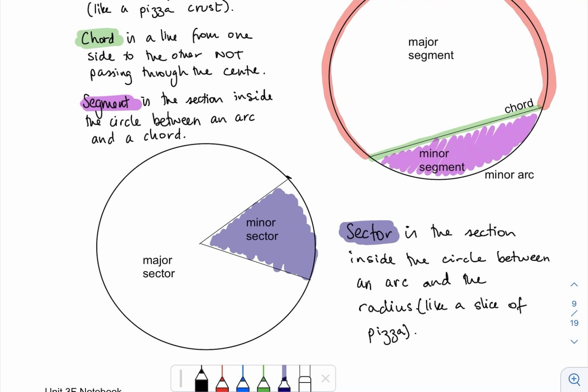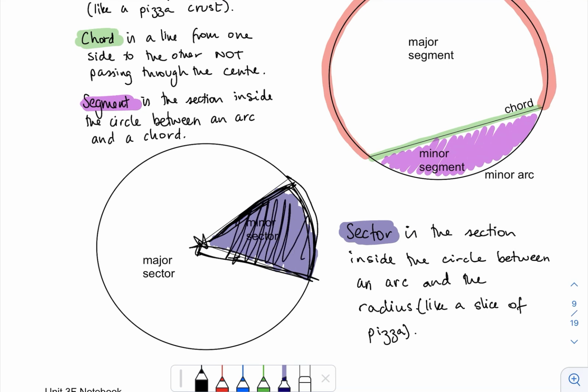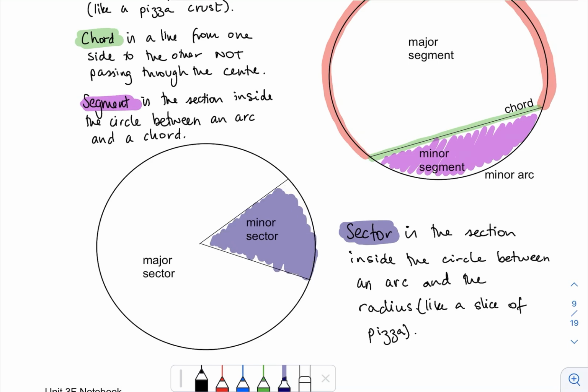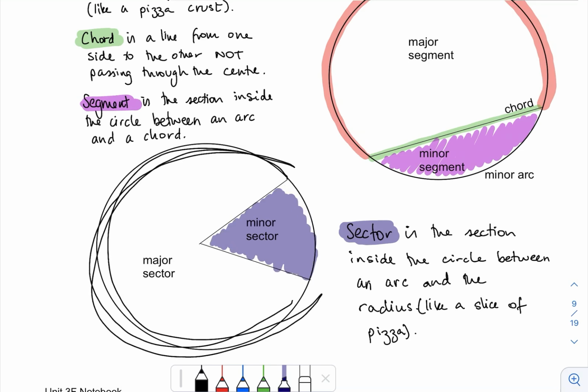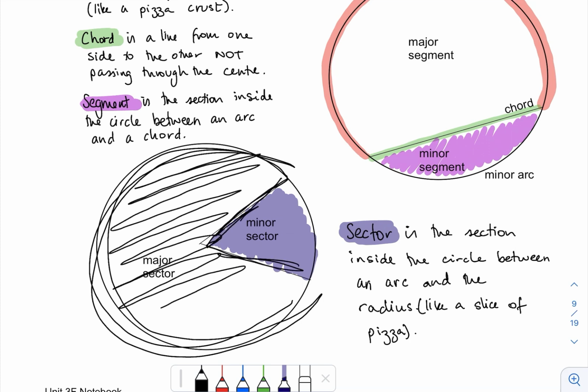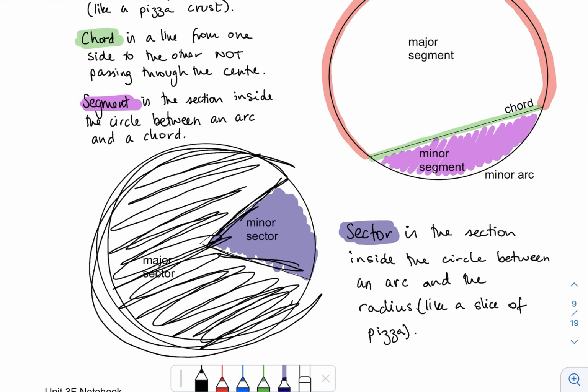So here you have an arc, and here you have a radius. Here you also have a radius because that's your center. So everything in here is a sector. That's the minor sector because it happens to be the smaller one. You could also have a bigger arc here, a major arc, radius, radius. So everything in here, which ends up looking a little bit like Pac-Man, is the major sector.